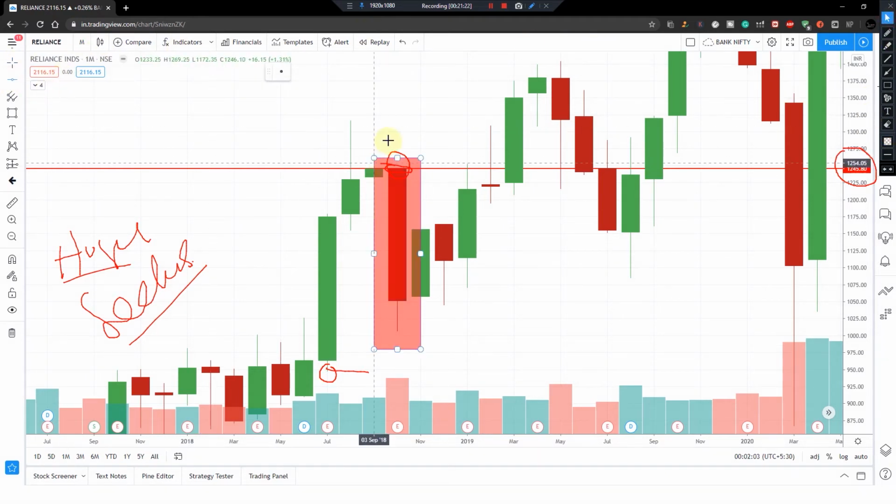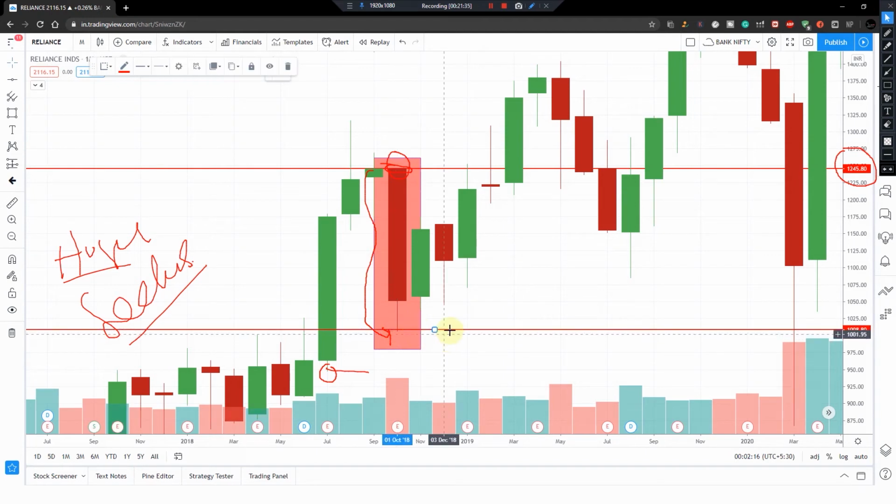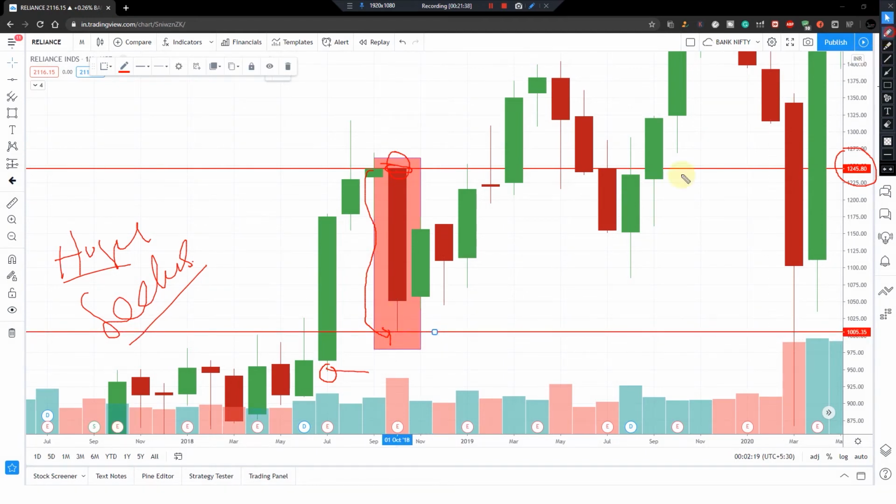Then the price fell hugely to a low point. You see this low price, it came to 1005, which is almost 250 points move, or 245 points move. And then it went a bit up, and in the month of October it closed at a price of 1051.